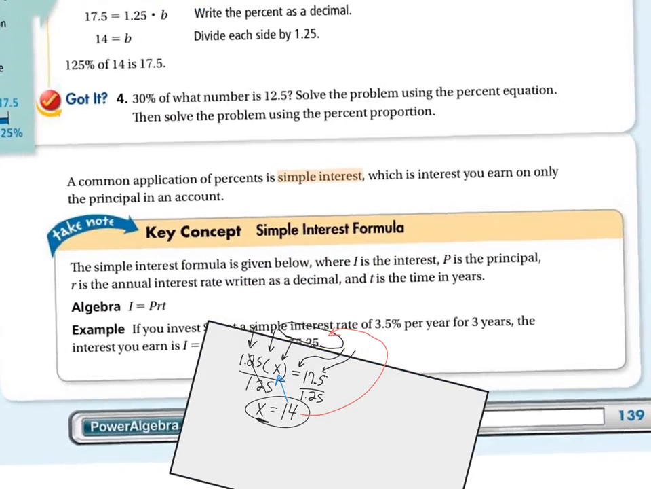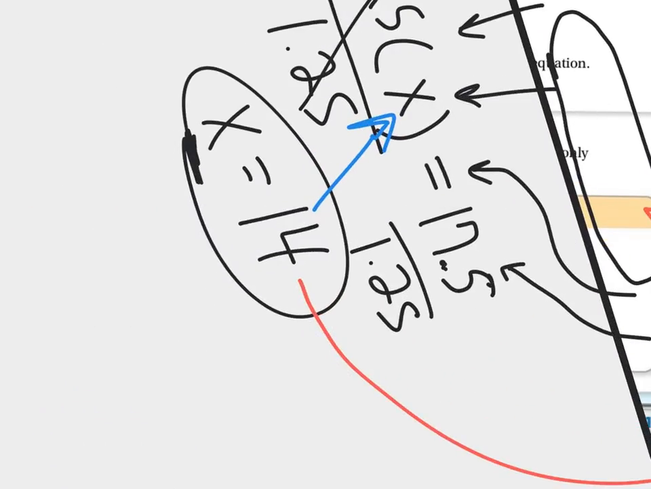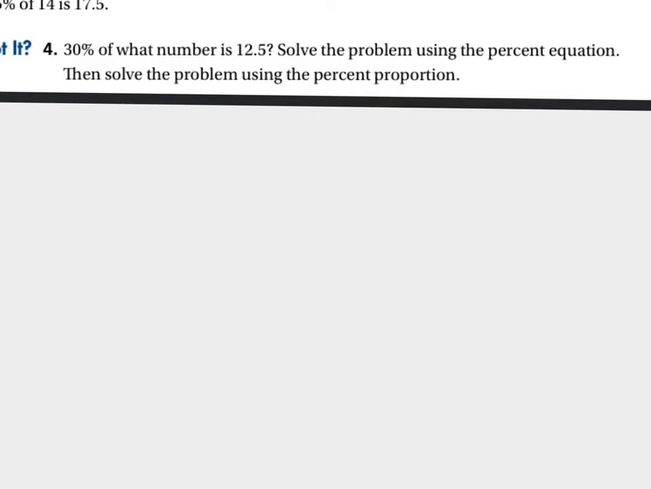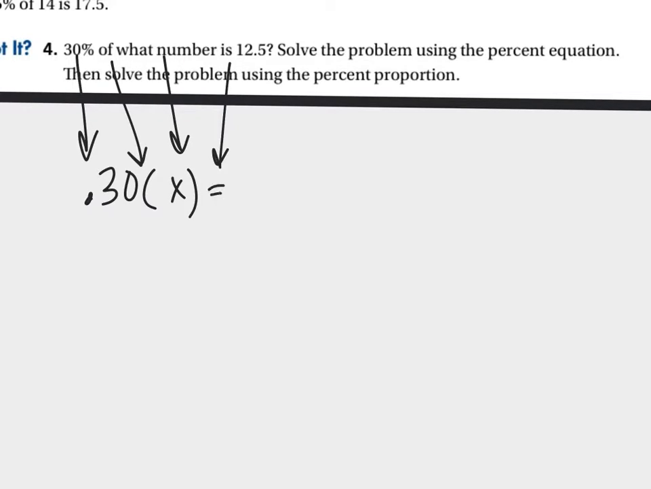So if we look at the got it for, 30% of what number is 12.5. Solve using the percent equation, then solve using the percent proportion. I'm not going to do that. I'm just doing the equation. So 30%, we can change that to a decimal. Of means multiply. What number is what we're trying to find. Is means equals 12.5. The variable is being multiplied, so we can divide by 30 hundredths.